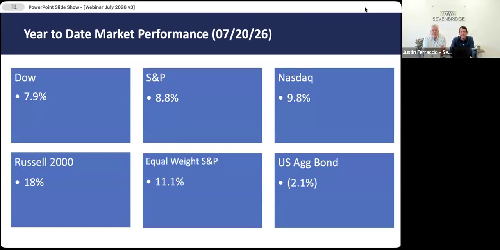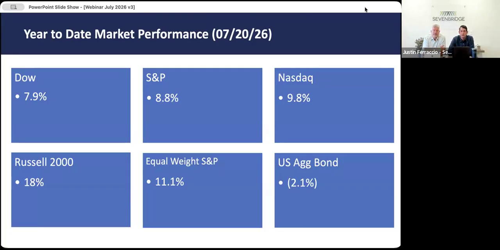The Dow is up nearly 8% on the year. The S&P 500 is up 8.8%. I think the most notable thing to look at here is that when we did this webinar in June, a lot of these numbers are very similar. The big change is the NASDAQ, which is more tech focused, where AI focused type companies live. That was up about 14.5% last month. It's now up 9.8% on the year. So we're looking at nearly a 5% drop in tech and AI type companies over the last 30 days. We'll talk a little bit more about that, but that's been the pullback.